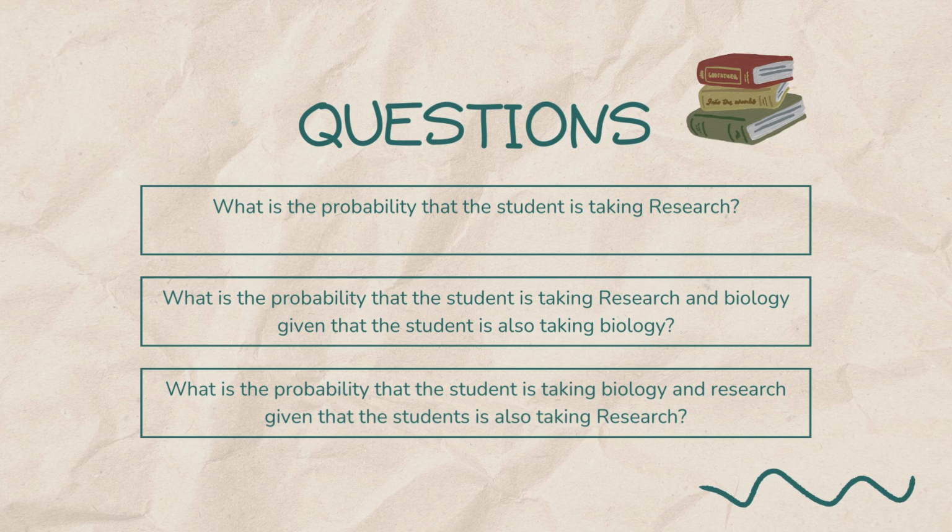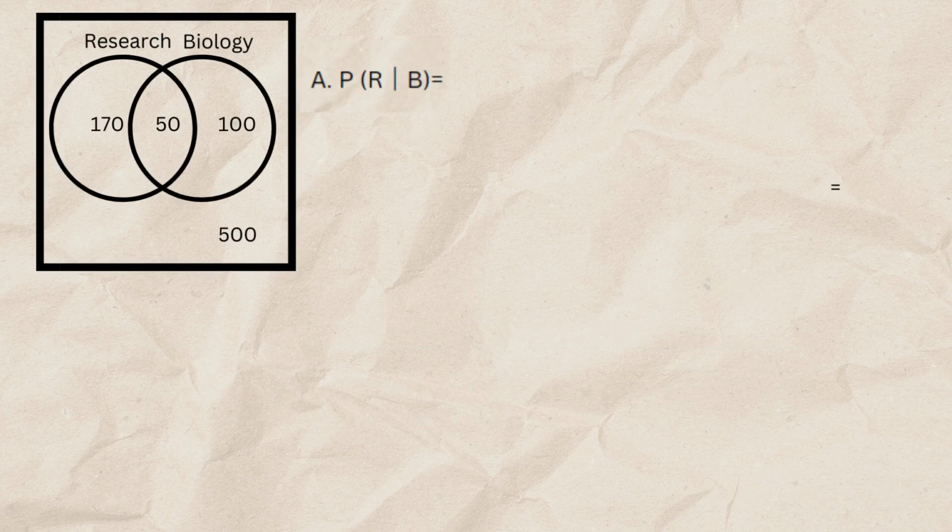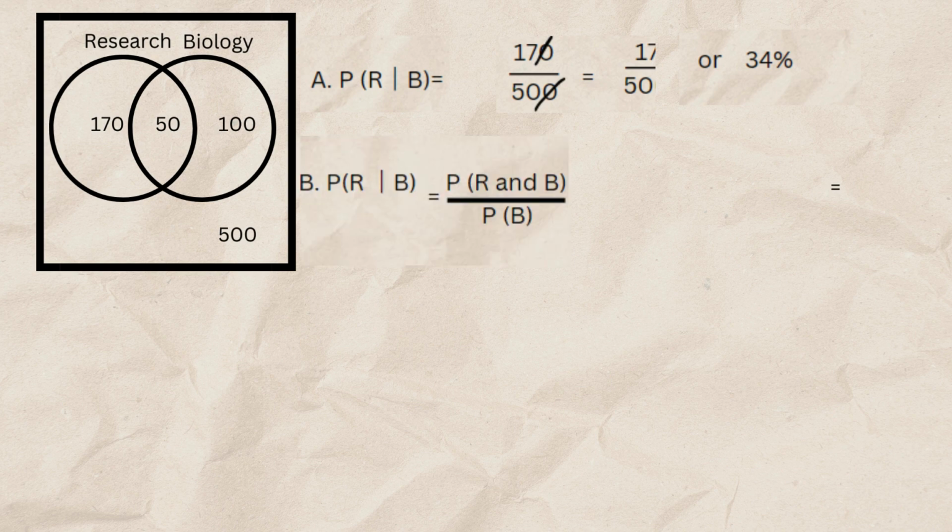First, what is the probability that the student is taking research? Second, what is the probability that the student is taking research and biology given that the student is also taking biology? And lastly, what is the probability that the student is taking biology and research given that the student is also taking research? So here we need to use the formula given by Bayes' theorem earlier.